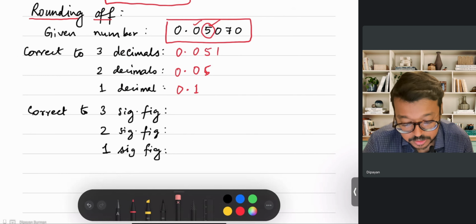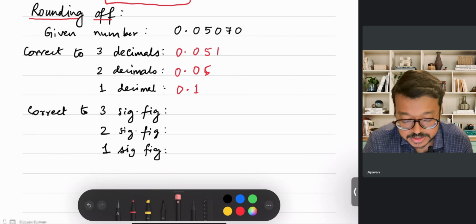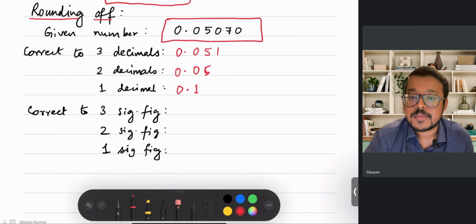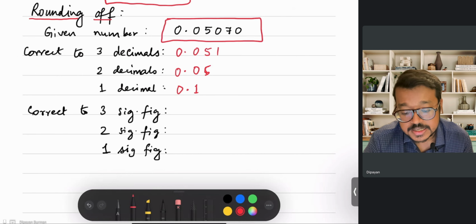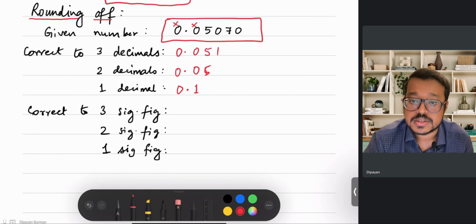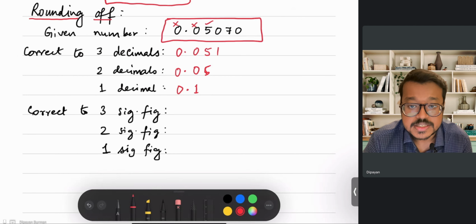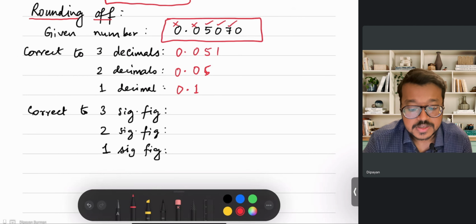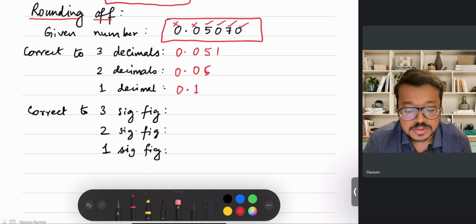Okay, now let's again look at the same number, but this time we are looking at the number to the nearest significant figure. For example, the given number, if I have to round off correct to 3 significant figures, first let me identify which digits are significant and which are not. I see that there are 2 zeros at the beginning, they are leading zeros, so obviously they are not significant. The digit 5 is significant, 0 is in between, so it is significant, 7 significant, and the last 0 is a trailing 0 and the number has a decimal point, so it is also significant.